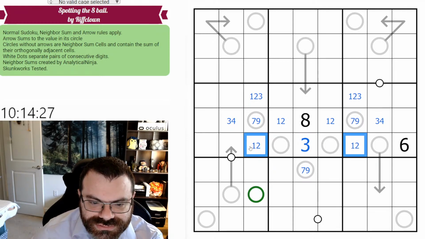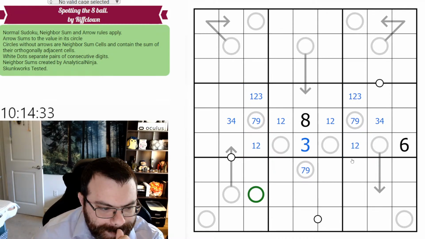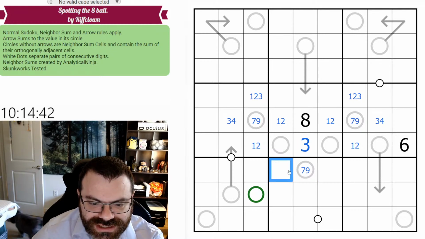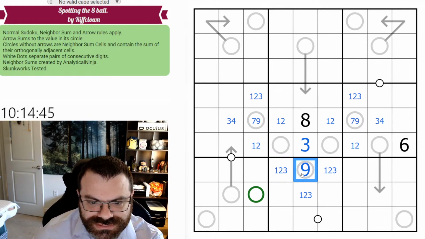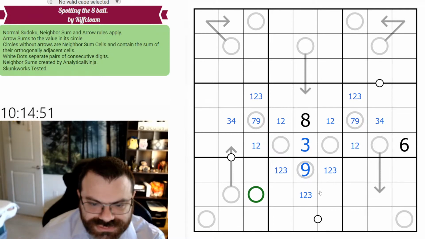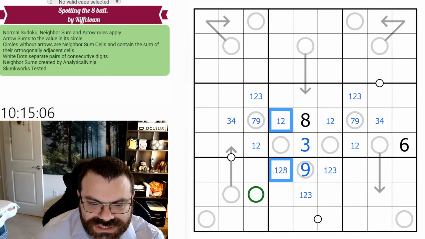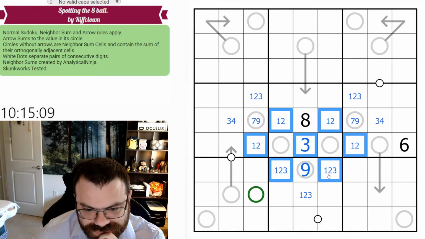But these can't be 3. So these can't, yeah. And so that affects this. I think this has to be a 9 now. This has to be 1, 2, 3 with a 9. Otherwise, it just doesn't work. So we could take all of these together. Almost.